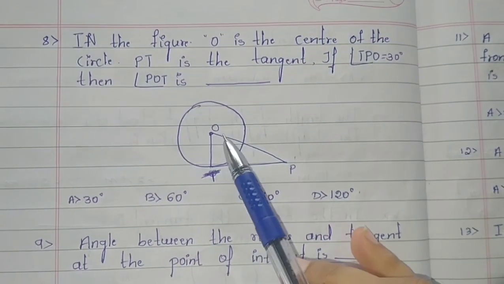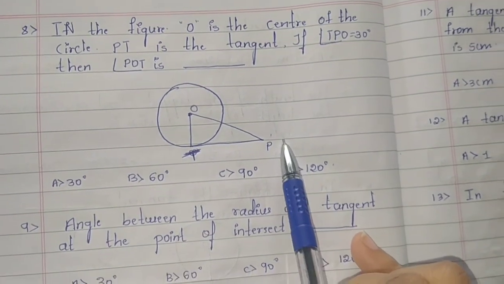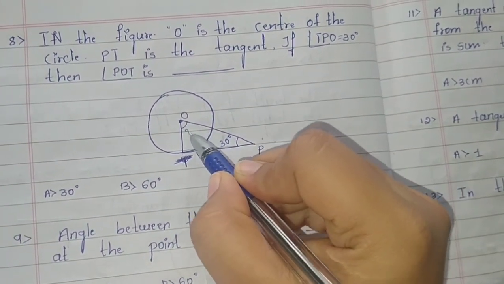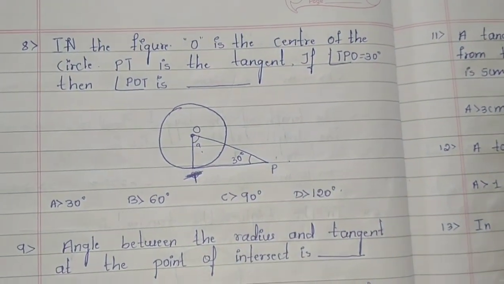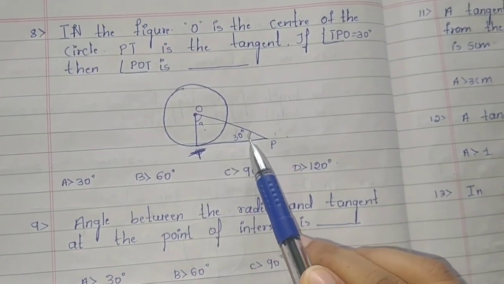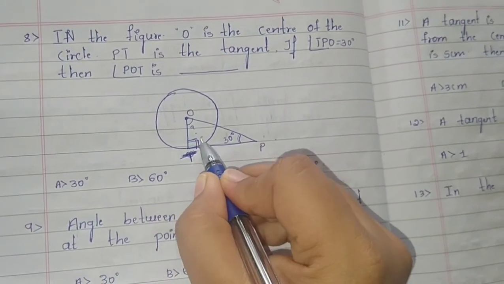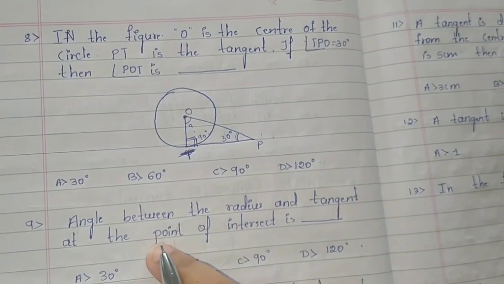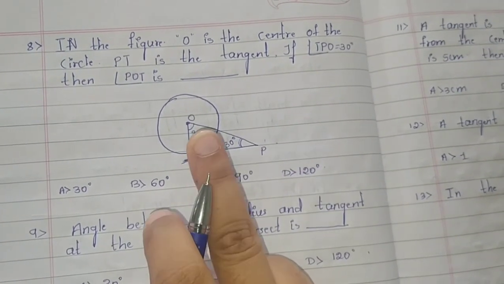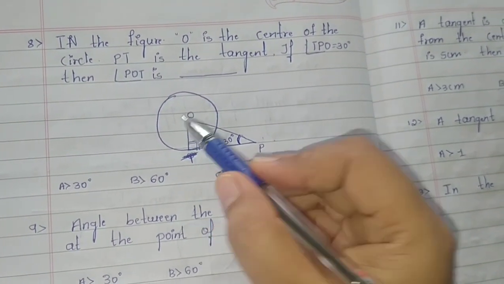In the figure, O is the center of the circle, PT is a tangent. If angle TPO is 30 degree, you have to find the angle POT. This question is very easy actually. Here you can see this angle is 30 degree, right? This angle is always 90 degree, right? The angle between the tangent and the radius is always perpendicular, that is 90 degree. Already we know that this angle is 90 degree and this angle is given, so now you have to find the value of this.